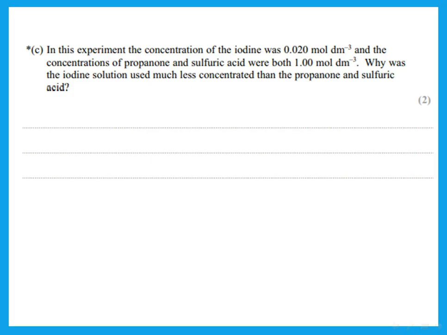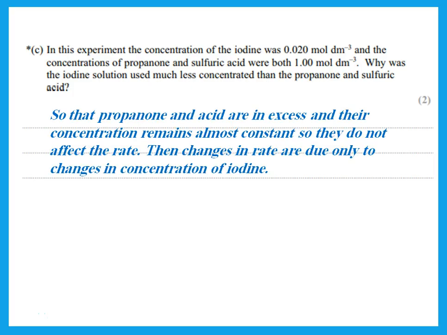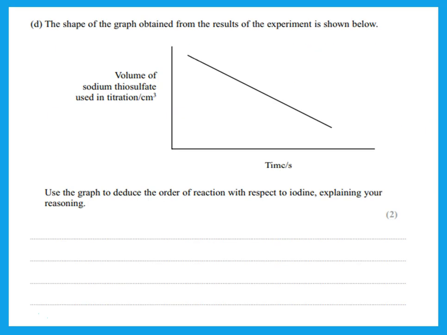Why was the iodine solution used much less concentrated than the propanone and sulfuric acid? So the iodine was 0.02 while the others were 1 mole per decimeter cubed. Of course, we do this so that the propanone and the acid are in excess. Their concentration would remain almost constant through the reaction, so they don't affect the rate, and the changes in rate would be due only to changes in concentration of iodine.